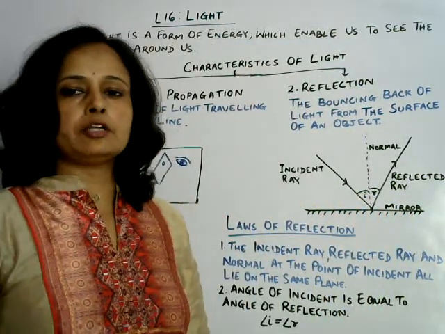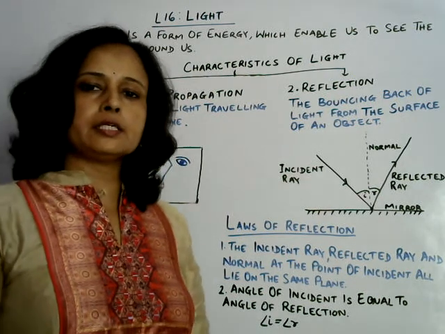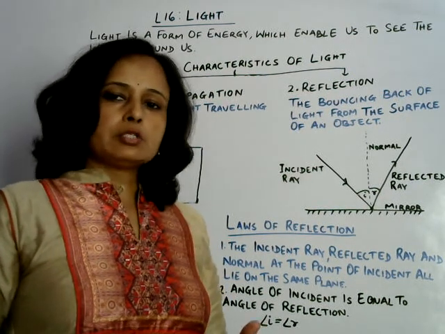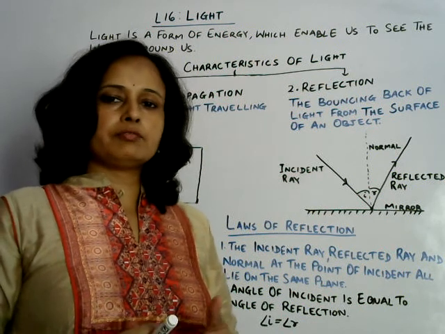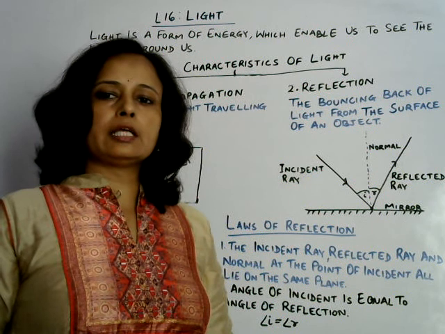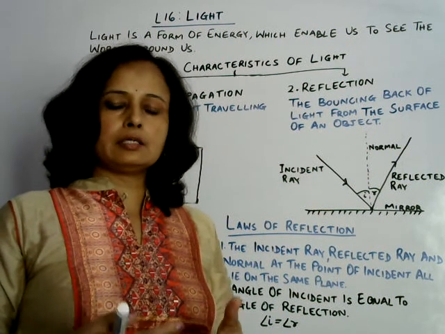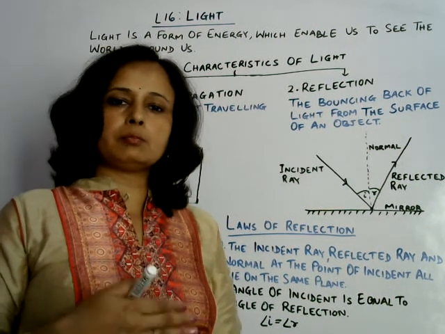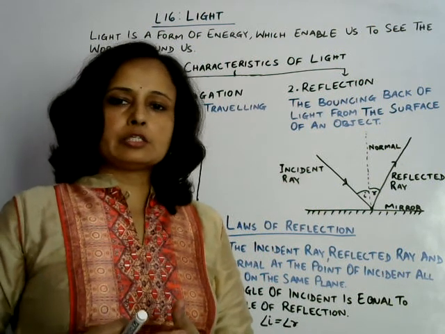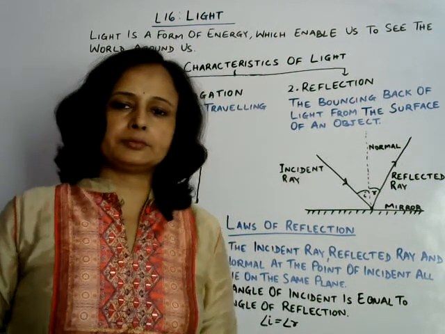Now another property of light. The next property of light is reflection of light. What is reflection of light? It is the bouncing back of light from the surface of an object. When light falls on any object, the rays of light bounce back from that surface. That bouncing back is called reflection of light.